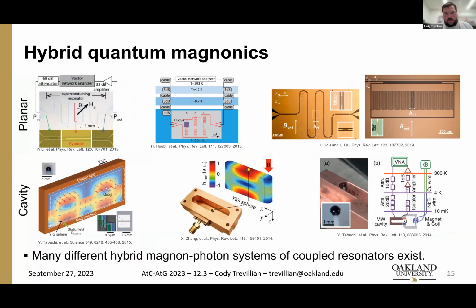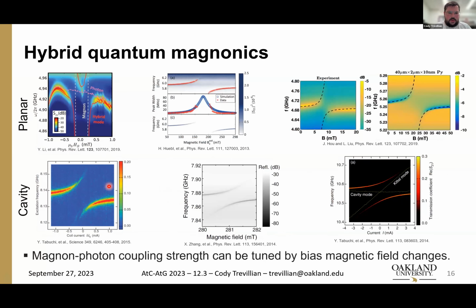There are a ton of different ways that these have been realized, from planar systems to cavity systems. I'll focus on planar systems, but cavity systems also exist, and what I'll describe could potentially be realized in those as well. In all of these, we're able to achieve very strong coupling with a very large level repulsion that you see here. With this strong coupling between the magnon and photon systems, we can do some interesting operations and control this coupling strength by tuning the bias magnetic fields.